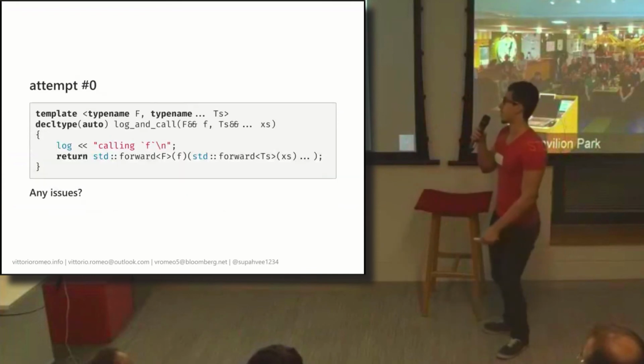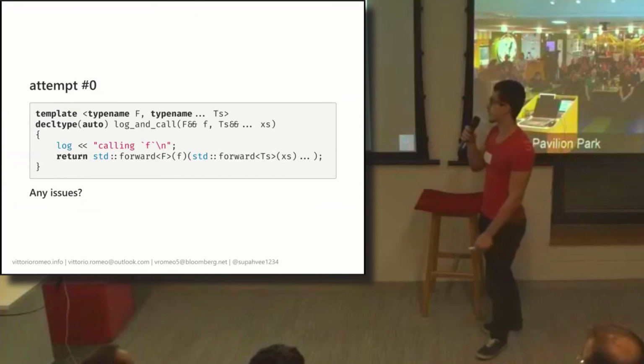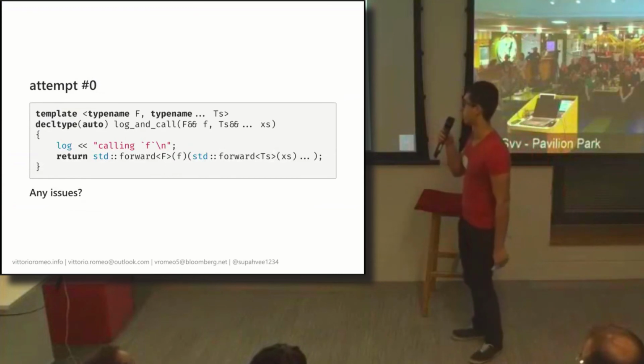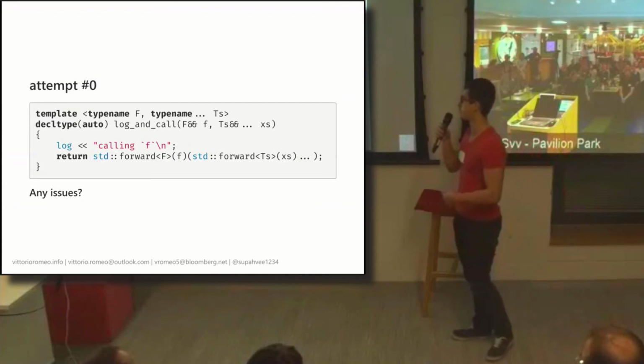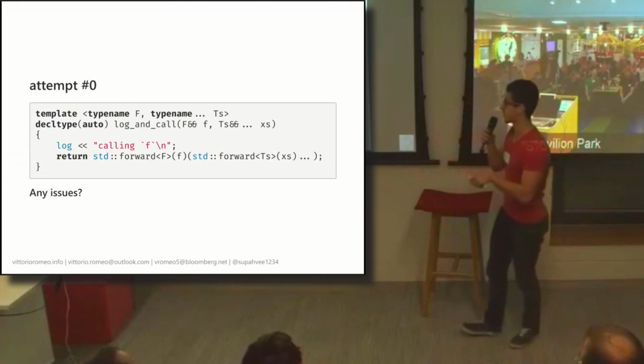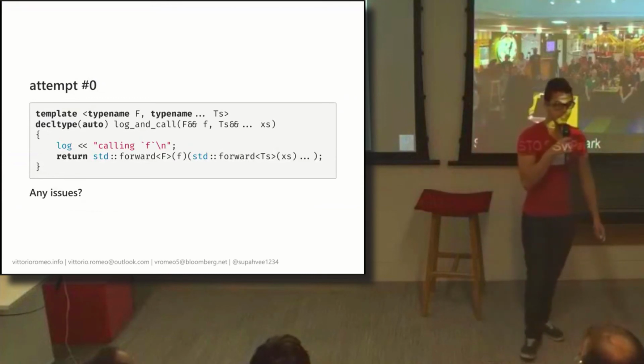So this is my first attempt. I have this function which uses decltype(auto) to return correctly references or whatever the user will give you from their function. Then it takes a function and a bunch of arguments, both by forwarding reference. It logs something, and then it returns the function invocation, forwarding both the function and the arguments to the function. Any issues here?